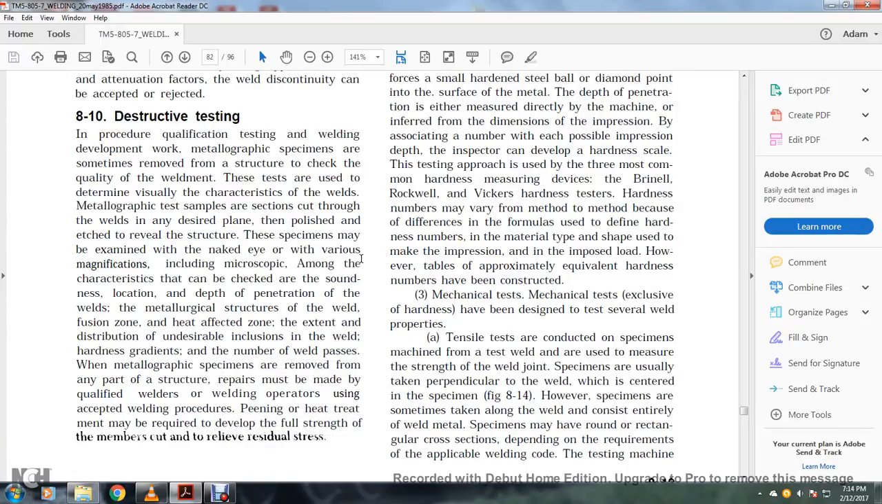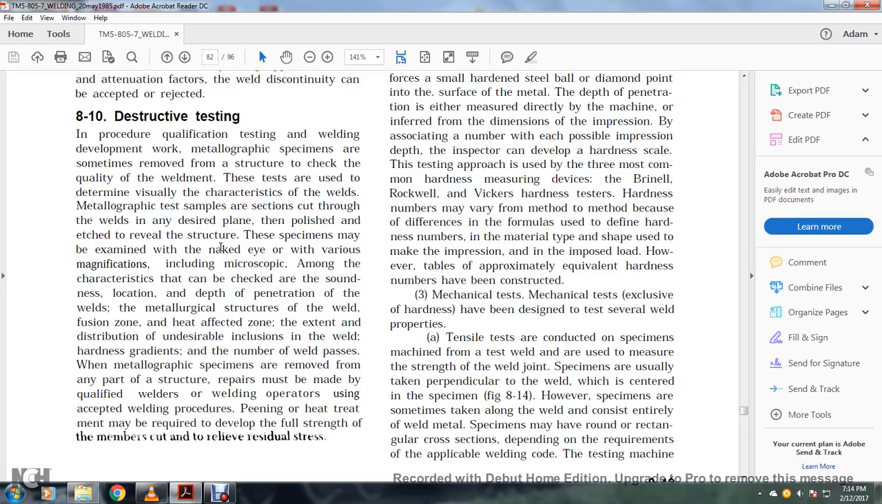Alright, 8.10, destructive testing. The procedure for qualifying testing, welding, and development work: metallographic specimens are sometimes removed from the structure to check the quality of the weldment. The tests are used to determine the visibility of the characteristics of the weld. Metallographic testing samples are sectioned with a cut through the weld and displayed with a polished edge to reveal the structure of the specimen.